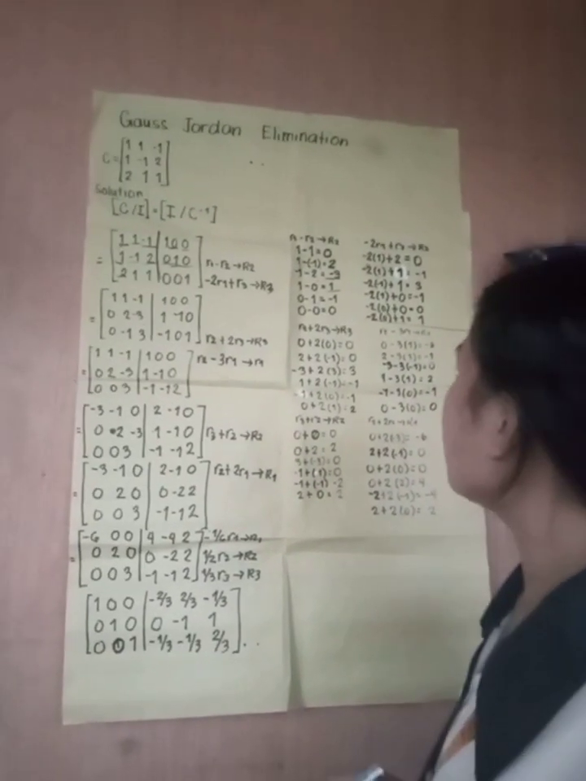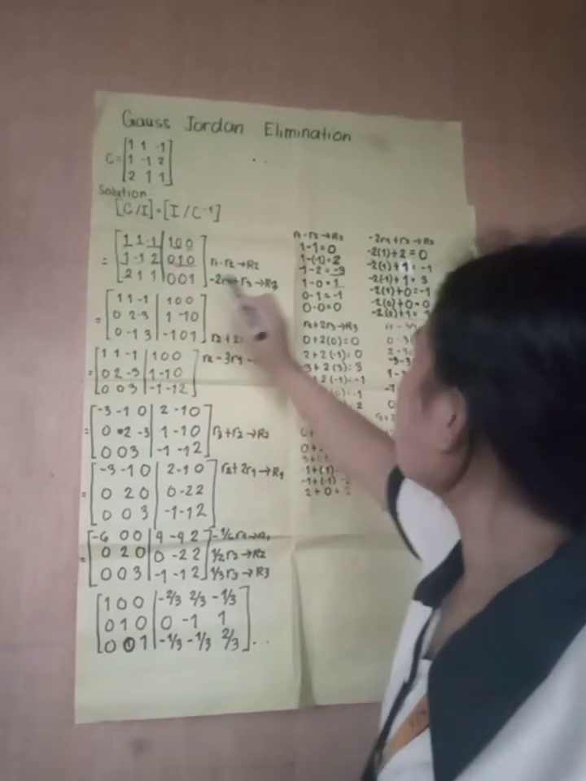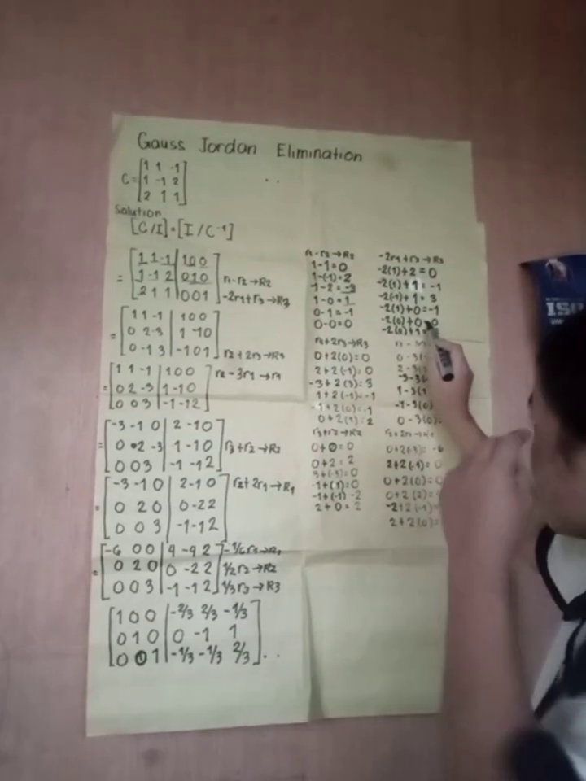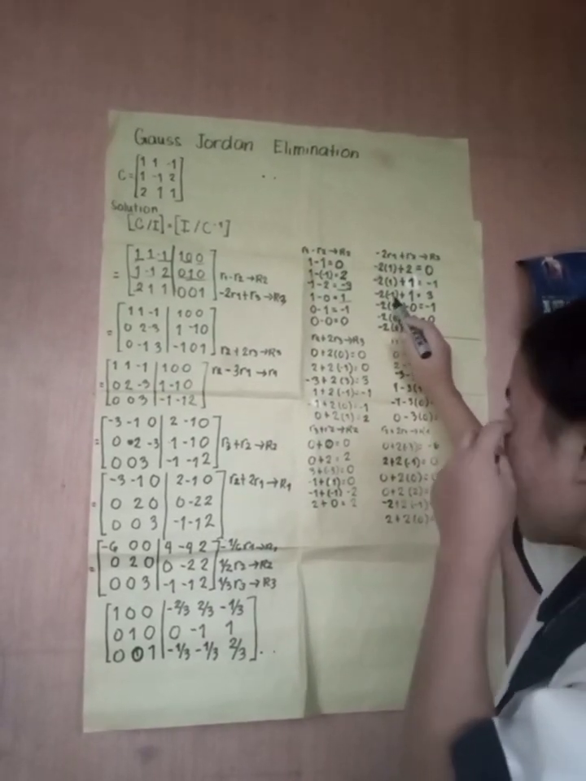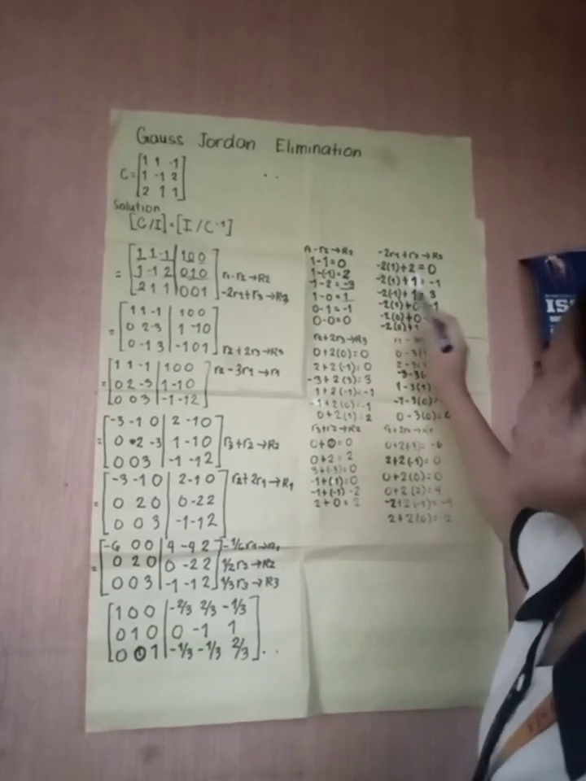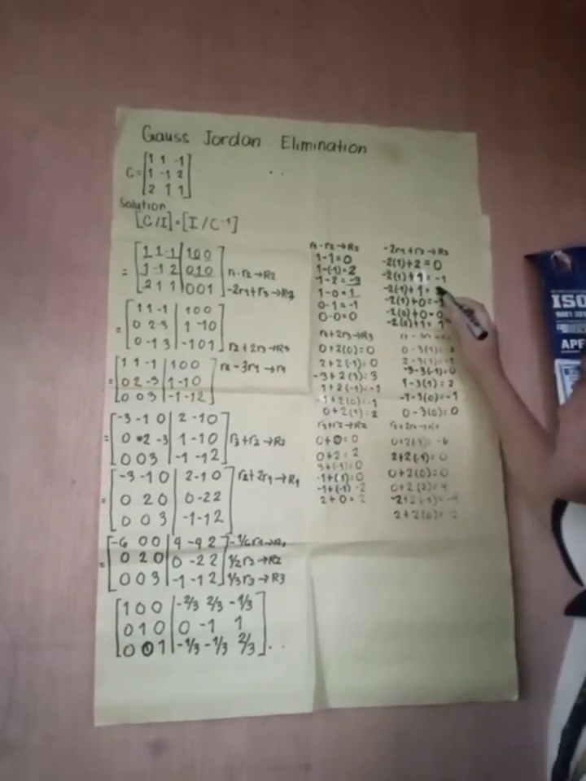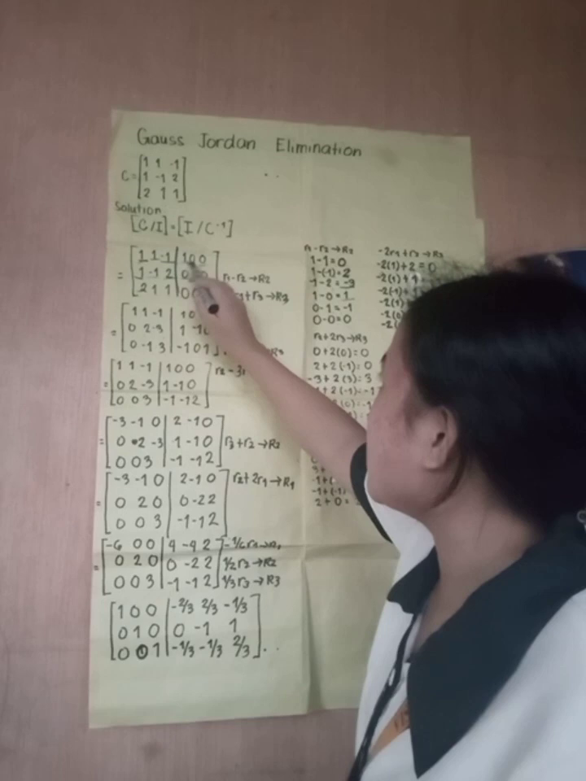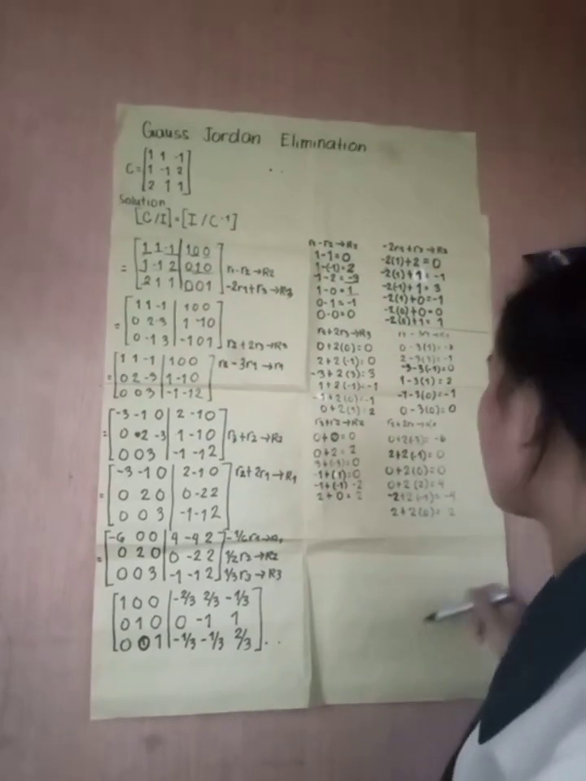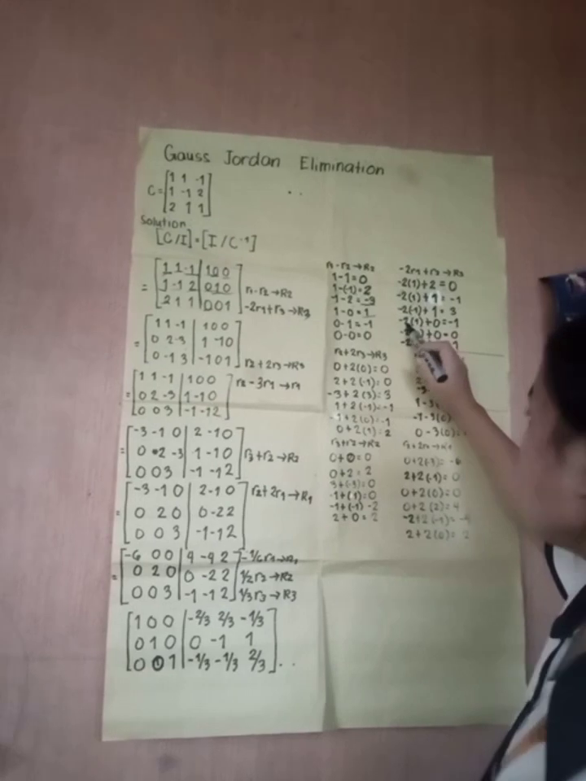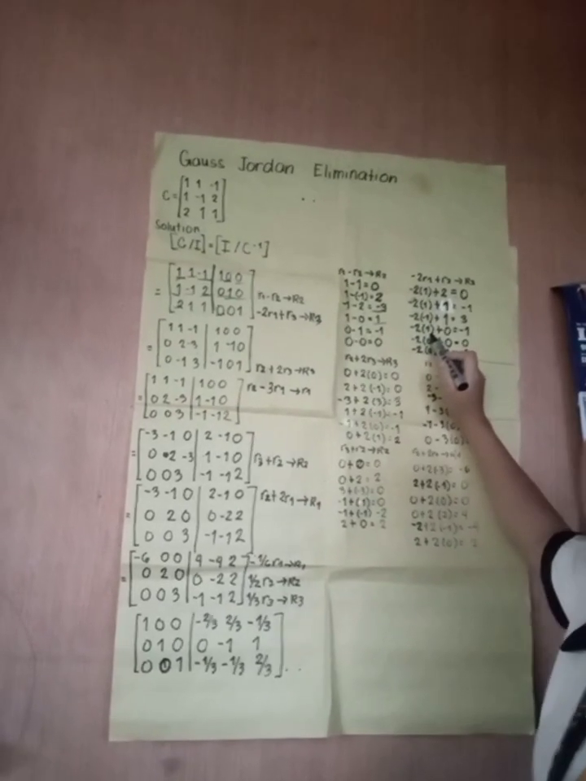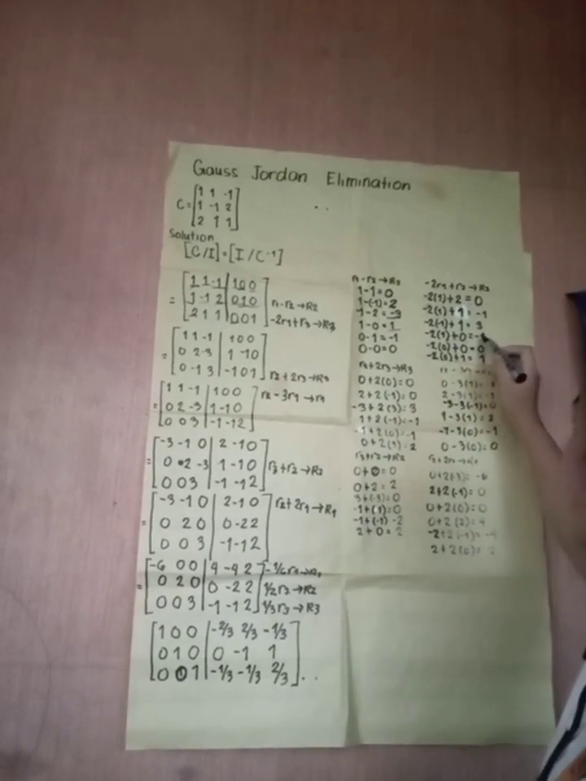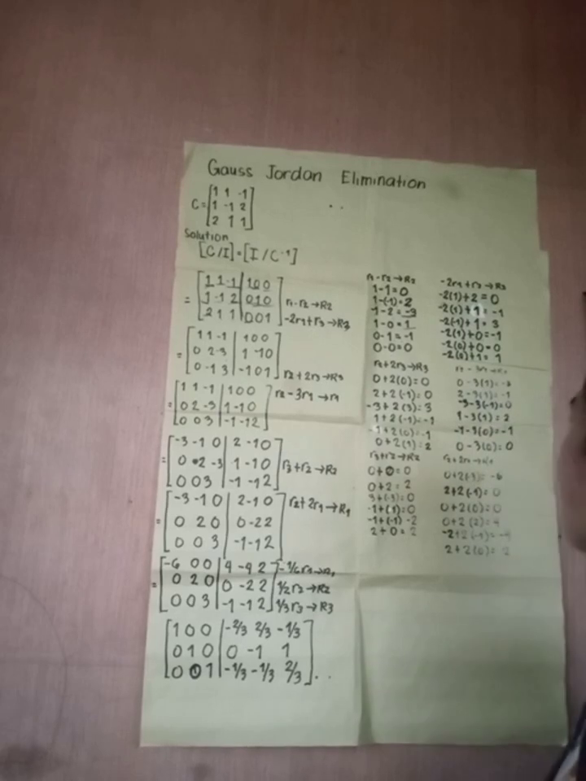So in the third column, we have negative 1, our row 1. Then our row 3 is positive 1. So negative 2 times negative 1 will be positive 2 plus 1. Then the result is positive 3. In the fourth column, we have row 1 is 1. Then our row 3 is 0. So negative 2 times 1 will be negative 2, then plus 0, the result is negative 1.